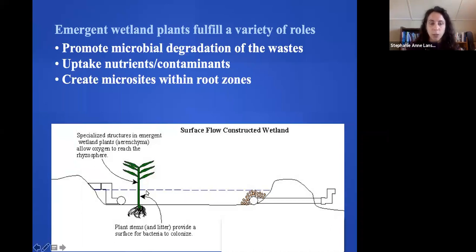So there are specialized structures in wetland plants called parenchyma, and basically it allows oxygen to reach into the rhizosphere. And so these plant stems can provide for oxygen to leach down into the root zones. Again, minimal oxygen, these are still anaerobic zones, but it creates these aerobic microsites for the oxygen to reach these root zones, and the stems also provide colonization sites for microbes.